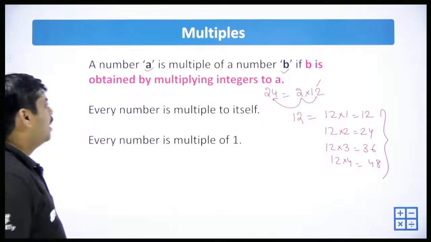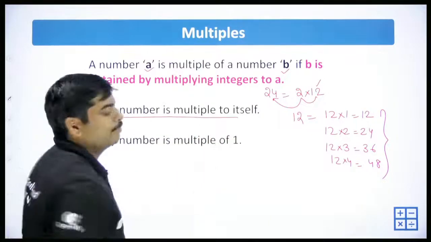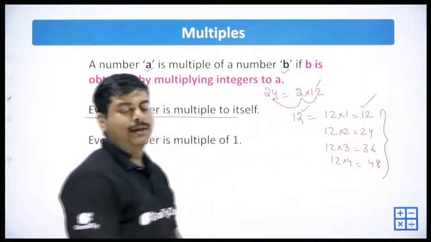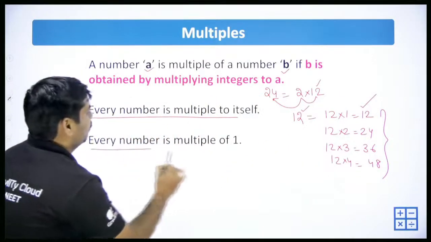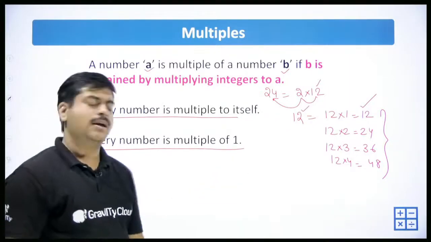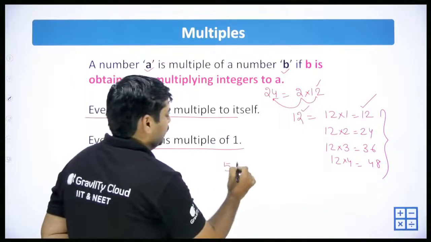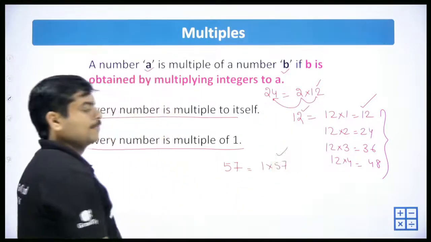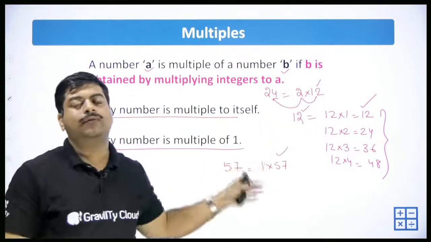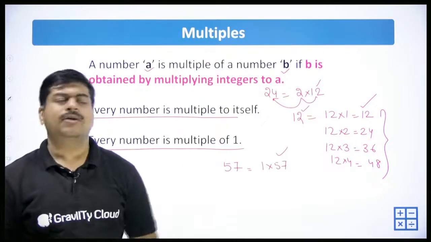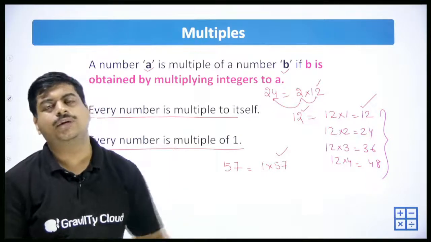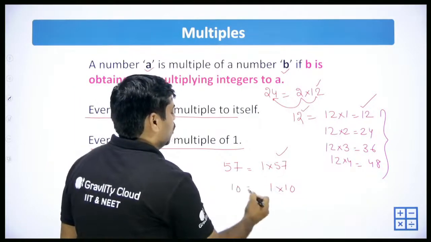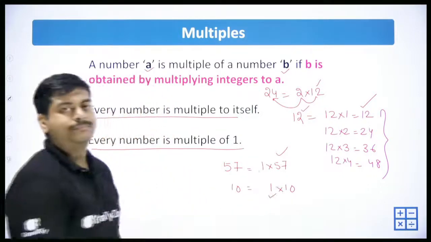Okay. Every number is a multiple of itself. Correct? And every number is a multiple of 1. Every number, you can take 57, let us say. It is 1 into 57. So it is a multiple of 1. 1 into some number, 1 into 57 is 57. Correct? You can take any number, 1 into any number. Okay. So 1 into, let us say 10, you get 10. So 10 is a multiple of 1.